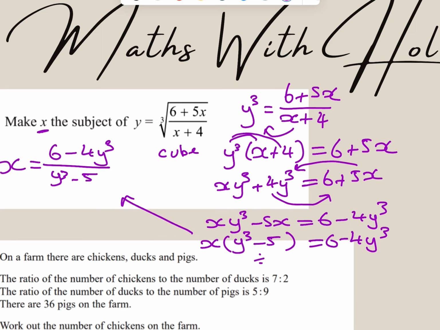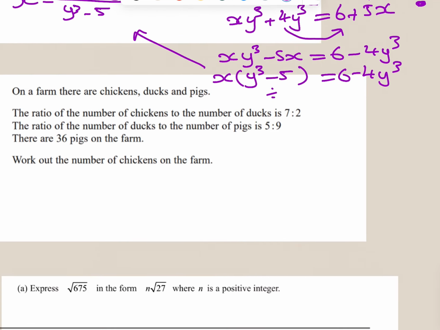But if you decided at this point here to put the x's on the other side, the signs might be a little bit different in your answer, but it's still correct. Right, this question, I'm going to put it in red just so we don't get mixed up. This is a ratio question, and it says we have chickens, ducks and pigs.